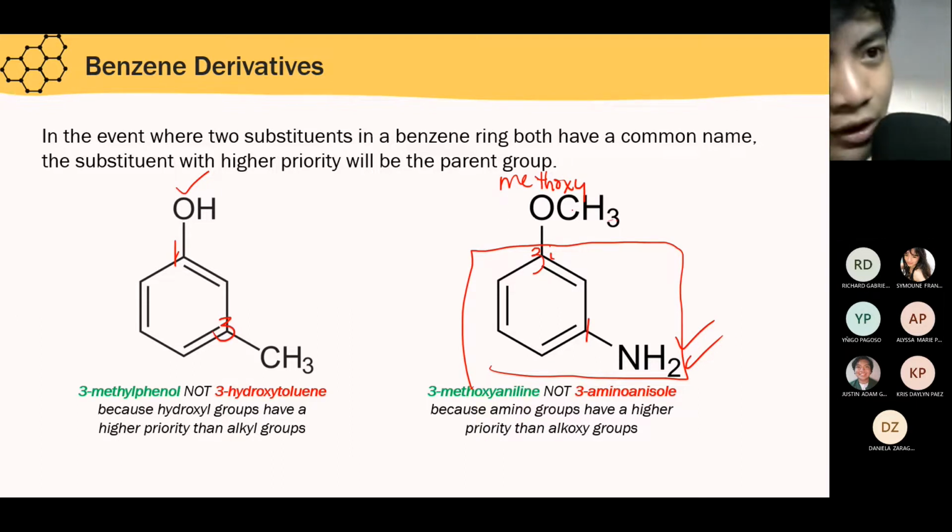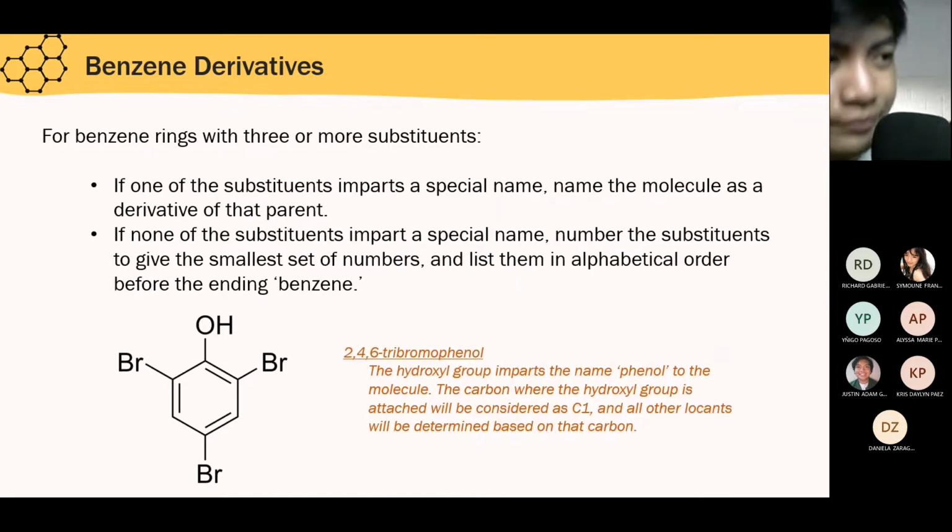Paano naman po kapag more than 2 substituents? Pag more than 2 substituents, ganun pa rin. Maghanap ka ng common name. Pero hindi mo na pwede gamitin yung ortho meta para. Kasi the ortho meta para can only be used for disubstituted benzene. Ibig sabihin nun, dalawa lang yung substituent. Okay? So, hindi na pwede gumamit dito ng ortho meta para. Instead, numbers na yung gagamitin mo.